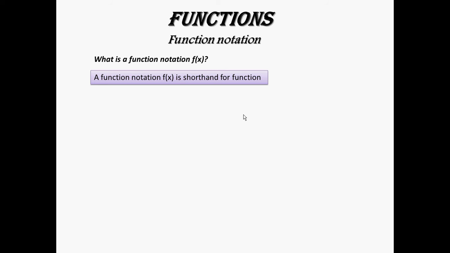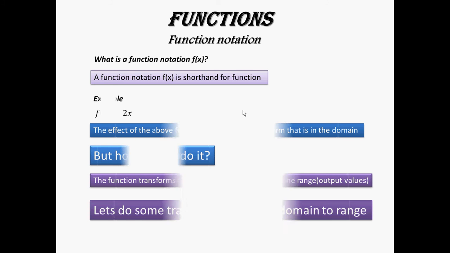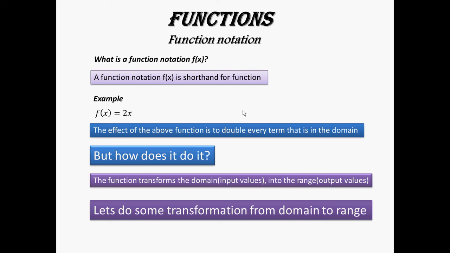In this video I'm going to introduce the function notation and we'll also work on some examples with f of x. Simply put, f of x is shorthand for function. F of x is a set of operations that we perform on the input to get an output. Let's consider f of x is equal to 2x. The operation that we perform on the input is to multiply the input by 2. Here our x is representing the input, so we are saying 2 multiplied by the input. So this function doubles every term that is in the domain.